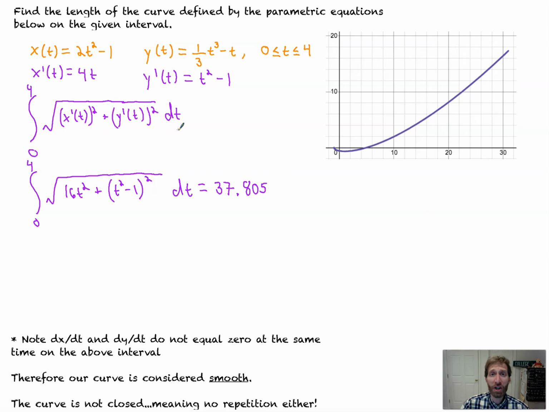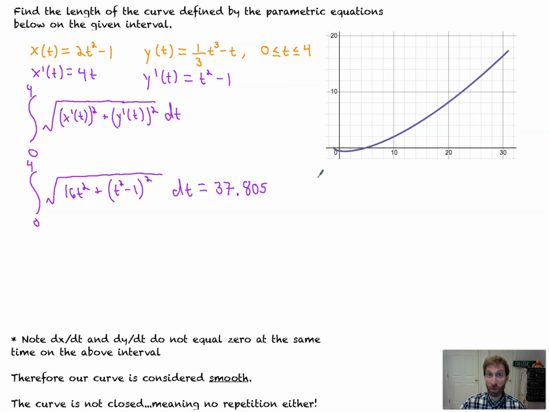Again, it's just a plug and chug into the formula. That's all. x prime of t squared, y prime of t squared, find x prime, find y prime, square both, take a square root. Most of the time this will be a calculator problem. Okay, so a couple notes. Note the dx/dt and dy/dt, they don't equal 0 at the same time on the above interval. They might equal 0, but not at the same time from 0 to 4. So there's no place where we're not smooth. It's a nice smooth curve, in other words.